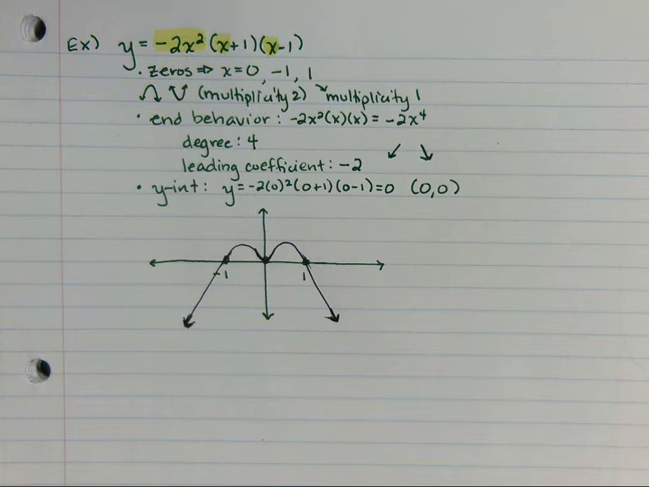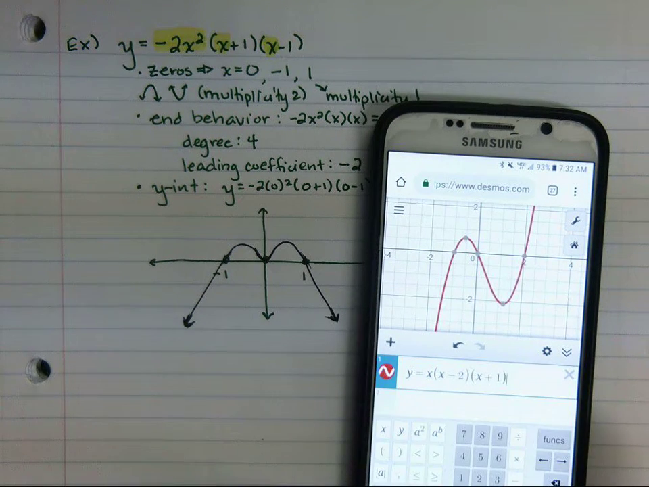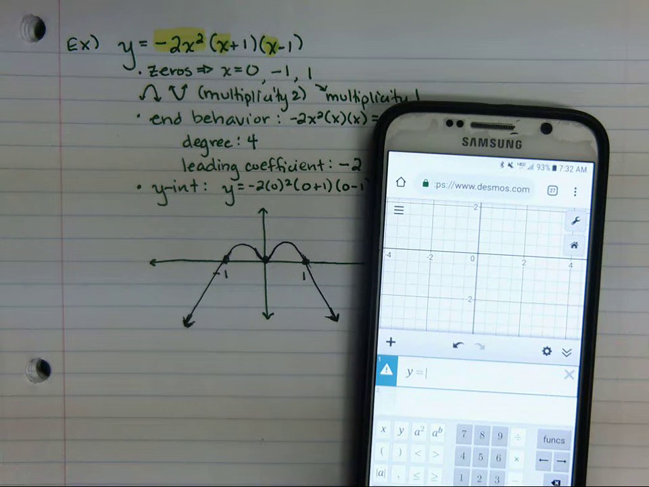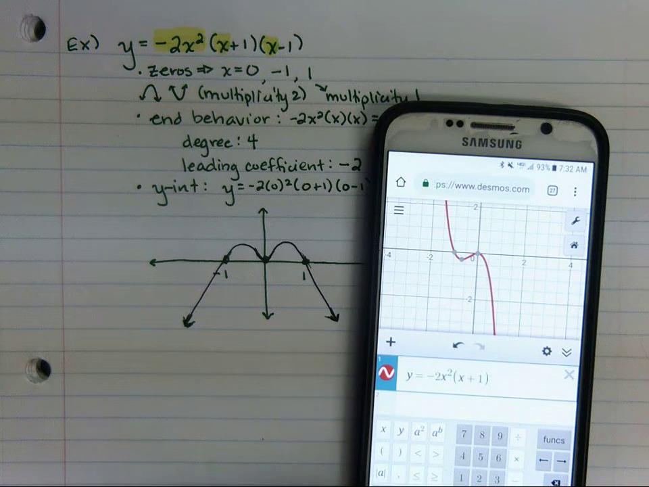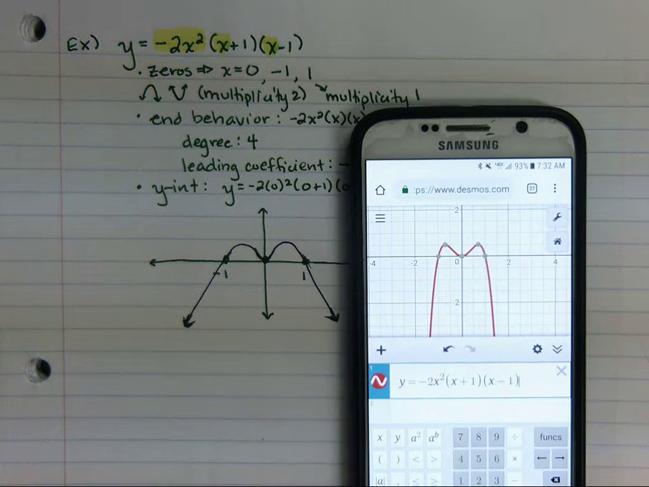So again, I'm going to double check this. Right. So I'm going to erase this graph and put in negative 2x squared times x plus 1 times x minus 1. And again, we can see the graph looks very, very similar to the one that I've been sketching out.